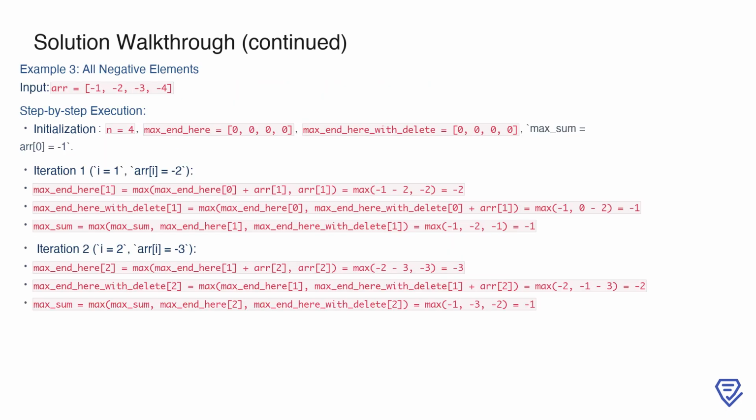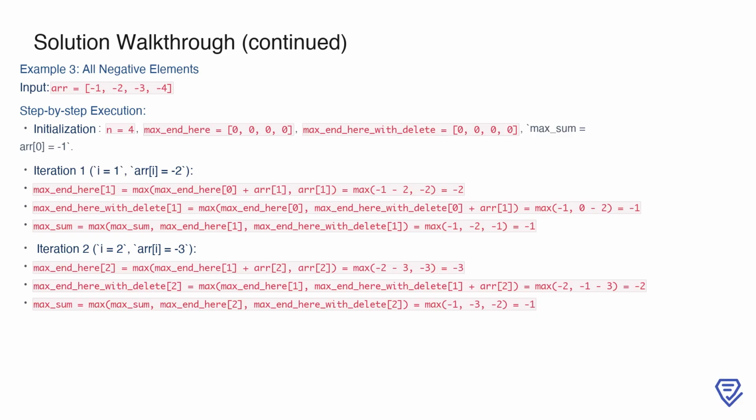In the third example, the array consists entirely of negative numbers: -1, -2, -3, -4. Here, we initialize n as 4, and both max_end_here and max_end_here_with_delete as arrays of zeros. The max_sum starts at -1, the first element.